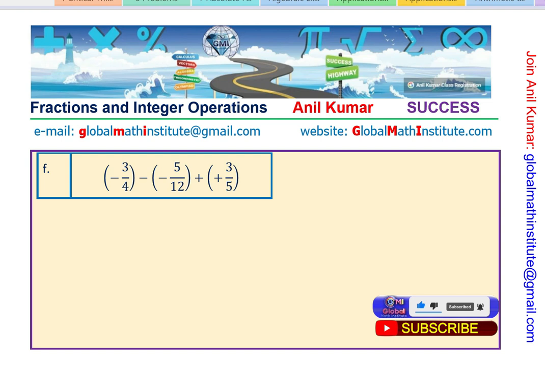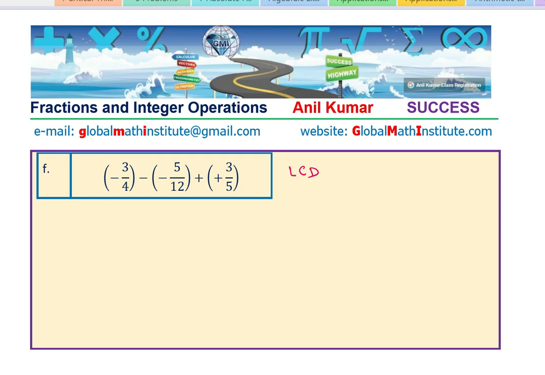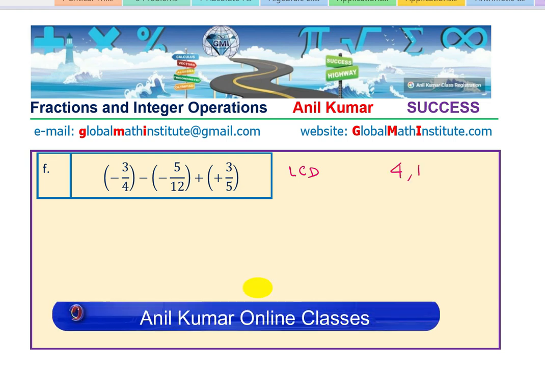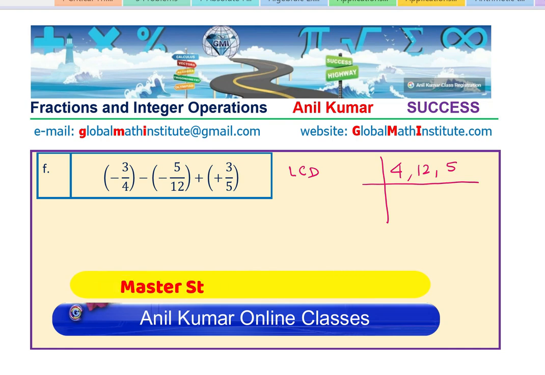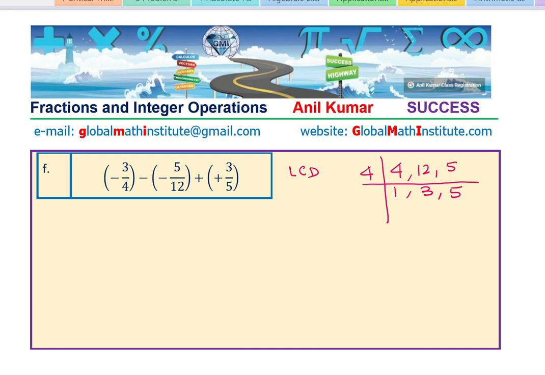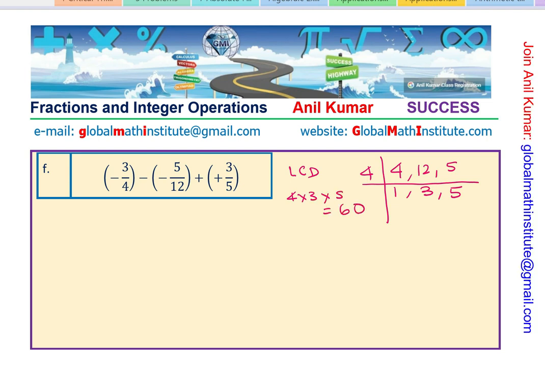So you can write down what could be the lowest common denominator. 4, 12, and 5, right? Let's do this technique. 4, 12, and 5. You can divide each by 4 at least. We can divide, right? 4, 3, and 5. So 4 times 3, 12 times 5, 60, right? So it is 4 times 3 times 5, which is 60. So this time the lowest common denominator is 60.